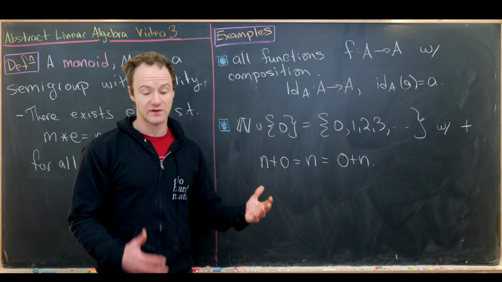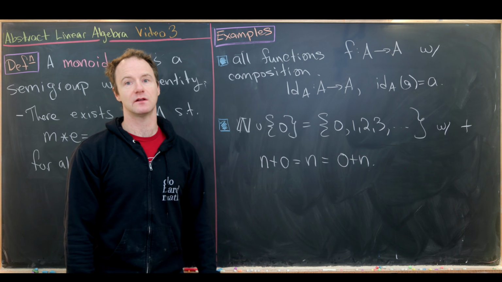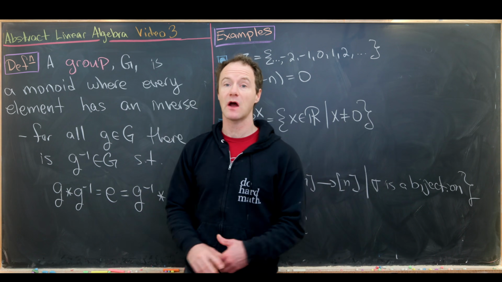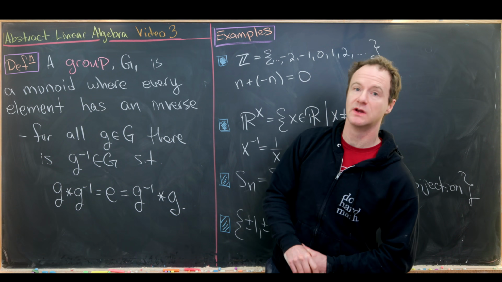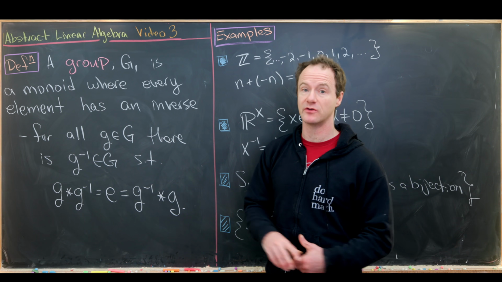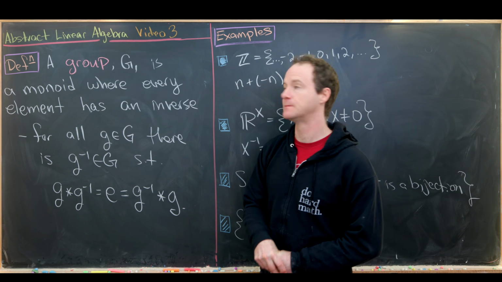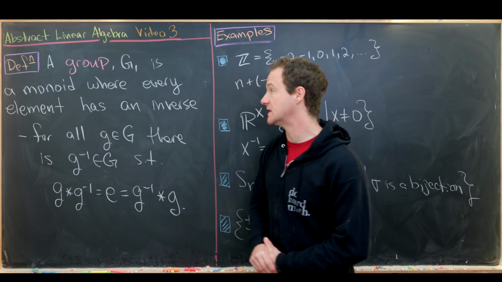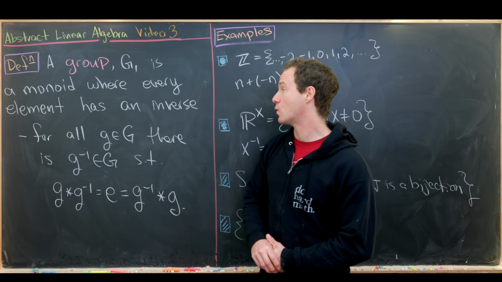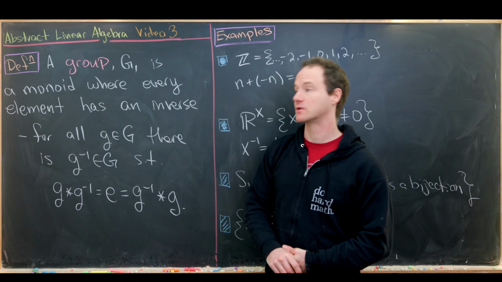Okay, so now that we've done all of this, we're finally ready to look at the notion of a group. We've built everything from the ground up. We only need to add one more requirement in order to have a group. A group G is a monoid where every element has an inverse.